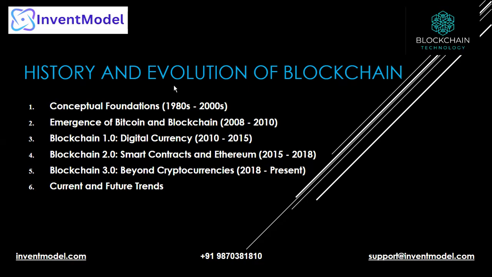Next point is the Genesis block. In January 2009, Nakamoto mined the first block, or Genesis block, marking the launch of the Bitcoin network. Bitcoin became the first real-world application of blockchain with its decentralized ledger and proof of work consensus mechanism, enabling peer-to-peer transactions without intermediaries.